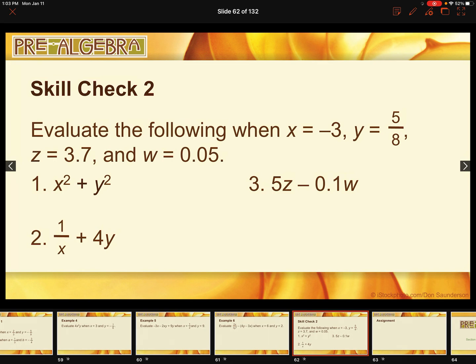Pause the video, please, complete 1, 2, and 3, and then turn it back on to check your answers. Number 1, 601 over 65. Number 2, 13 over 6. And number 3, 18.495.